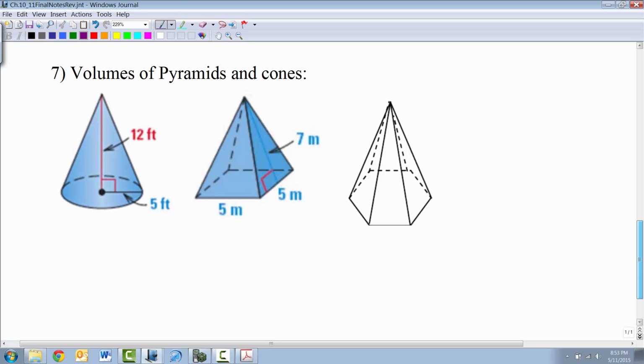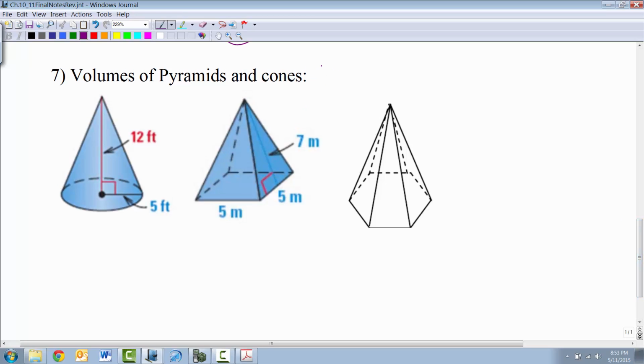For pyramids and cones, it's one minor difference. And we at least referenced the water example on this with our nice little, well, I didn't have them, but I talked about it. I left them in the office, but no big deal. That's a personal story. It's 1/3 big B times H.